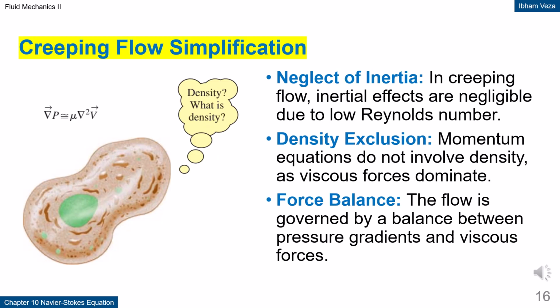Creeping flow simplification. In creeping flow, the inertial terms in the momentum equation can be completely neglected. As a result, density no longer appears in the equation because viscous forces and pressure gradients become the only controlling factors. The remaining equation becomes much simpler than the full Navier-Stokes form. The main balance is between pressure gradient and viscous forces. This simplification is very powerful for analyzing microflows and highly viscous fluids.